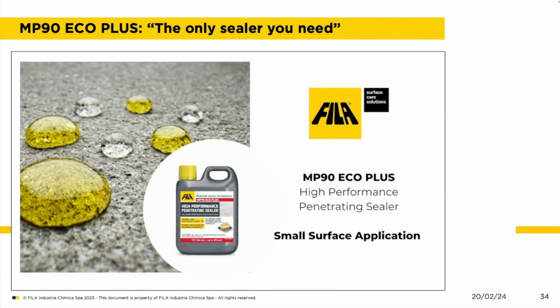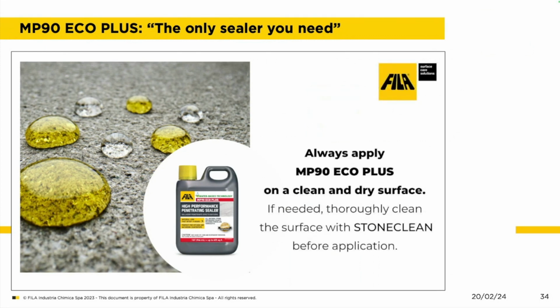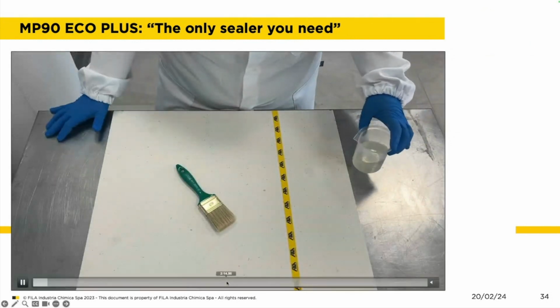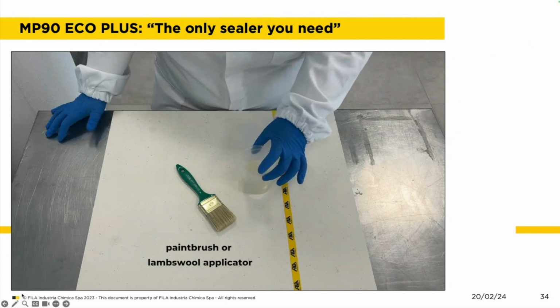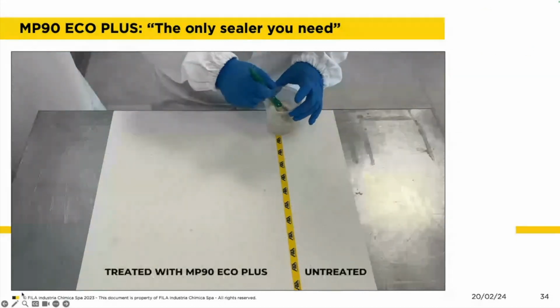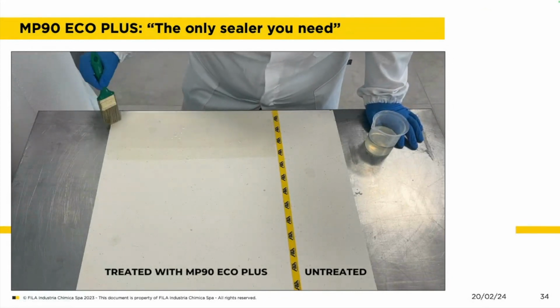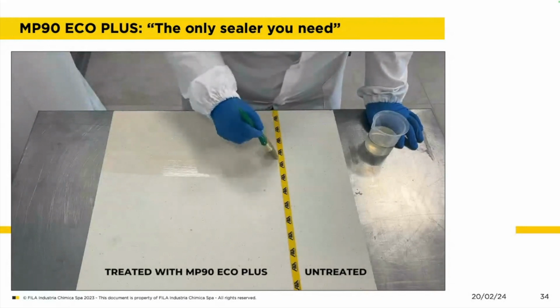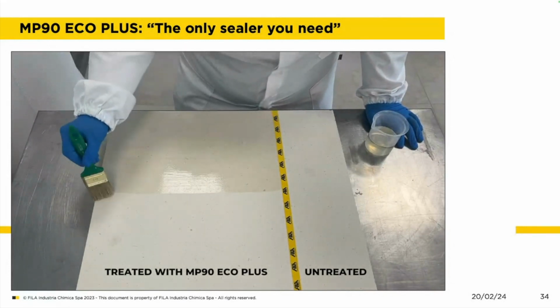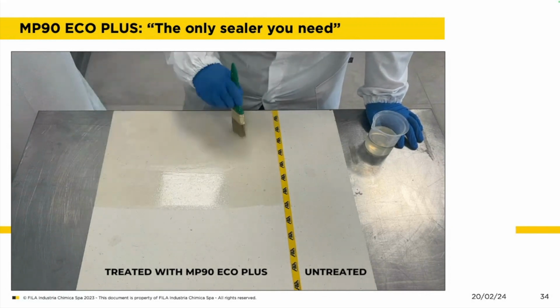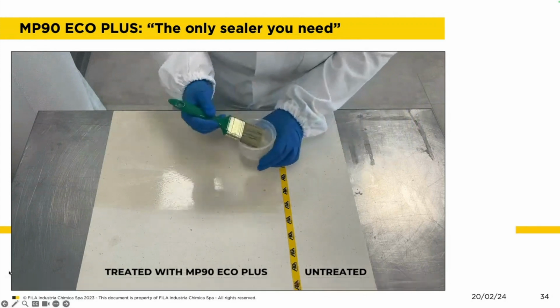But how does the MP90 Eco Plus work? MP90 Eco Plus is, we can say, the only sealer that you need, because this product can be applied on every kind of surface, polished and non-polished. In this case, since we are working on a small surface, we are applying it with a brush. Otherwise, you can even use a lambswool applicator or a roller. What is important is to apply the sealer evenly on the surface, making sure to cover the material completely. And it is really important to apply the sealer until the surface is fully saturated with the product.